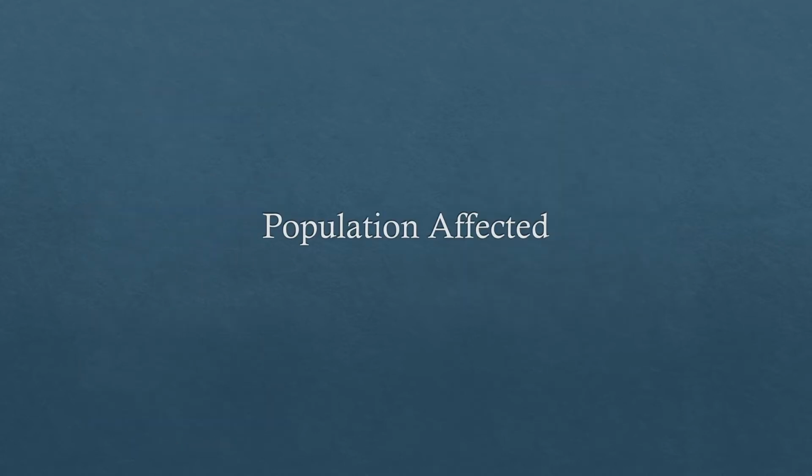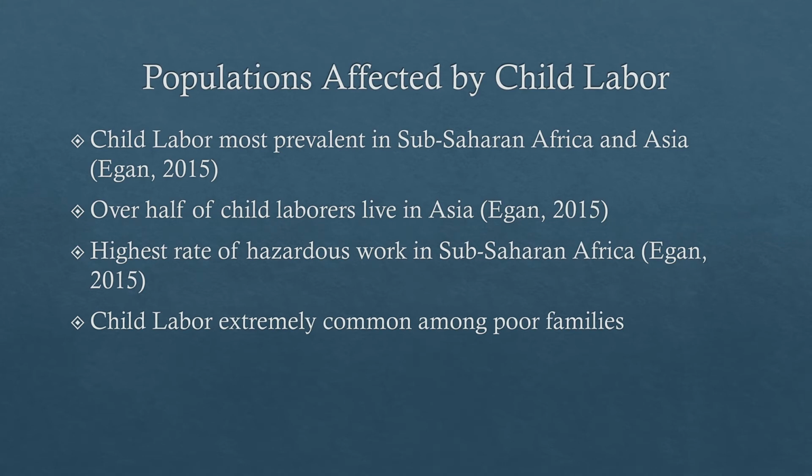In this section, we'll discuss the populations most affected by child labor and some risk factors. Child labor is most prevalent in sub-Saharan Africa and Asia. Over half of the child laborers live in Asia. The highest rate of hazardous work is in sub-Saharan Africa. Child labor is extremely common among poor families.